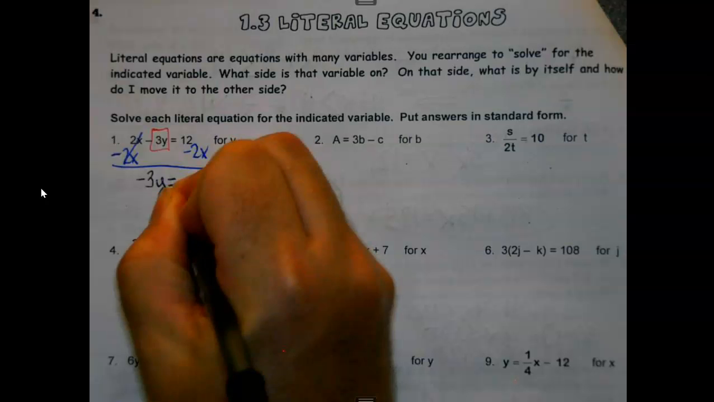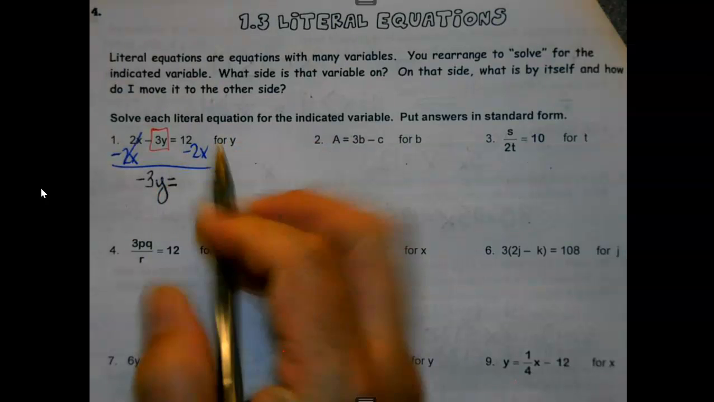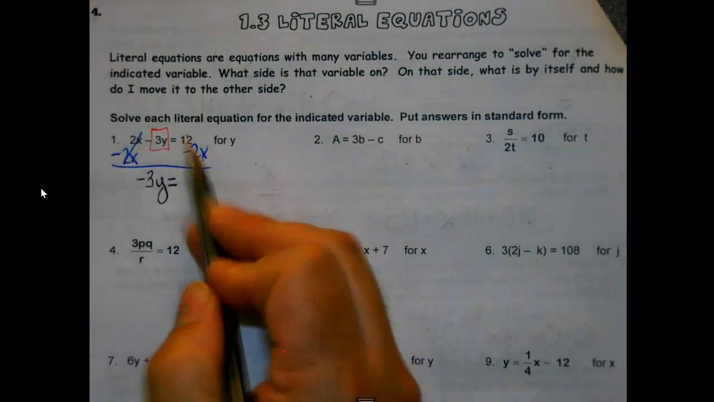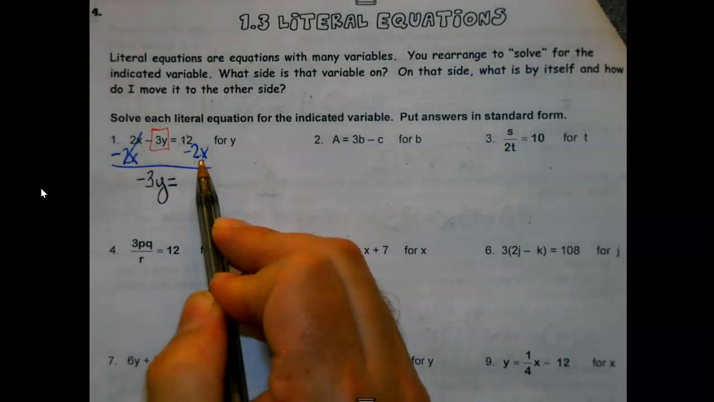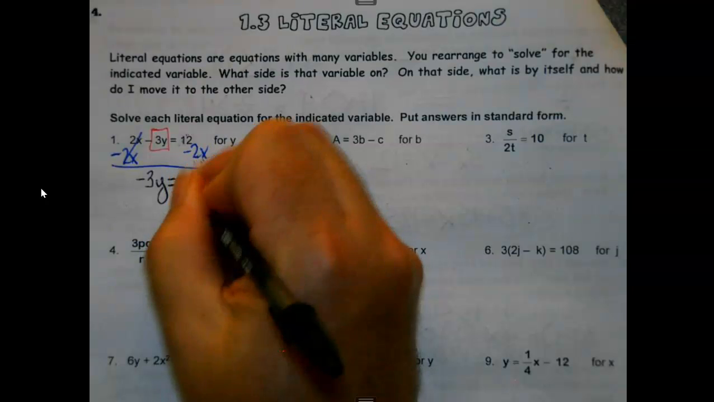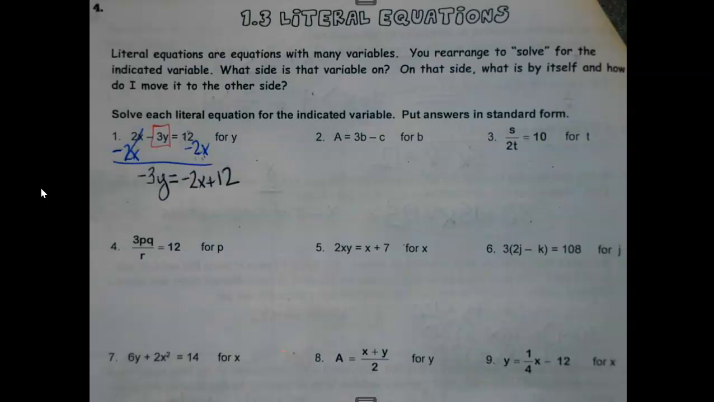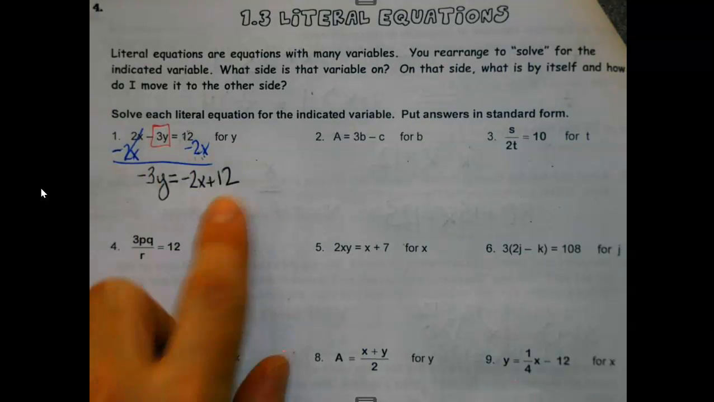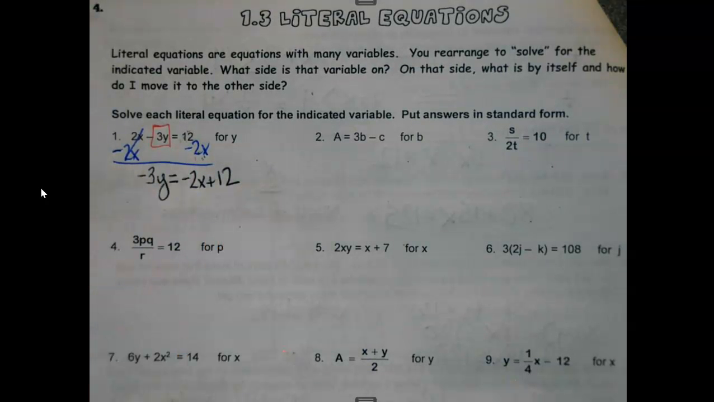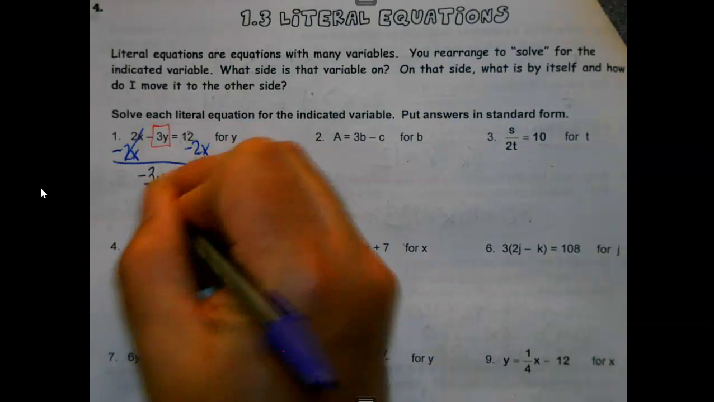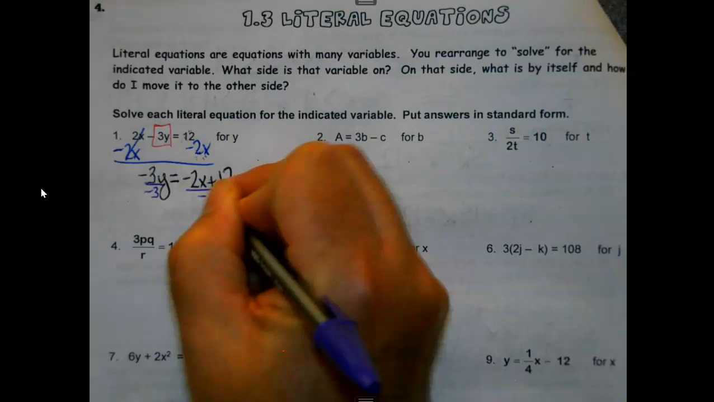But here's where I've got to be careful. These are not like terms. Okay? 12 minus 2x is not 10x. It's negative 2x plus 12. But now, Hardy, can I put 12 minus 2x? Yes. Your signs are still the same, so that's fine. And then my last step is just to divide by negative 3.